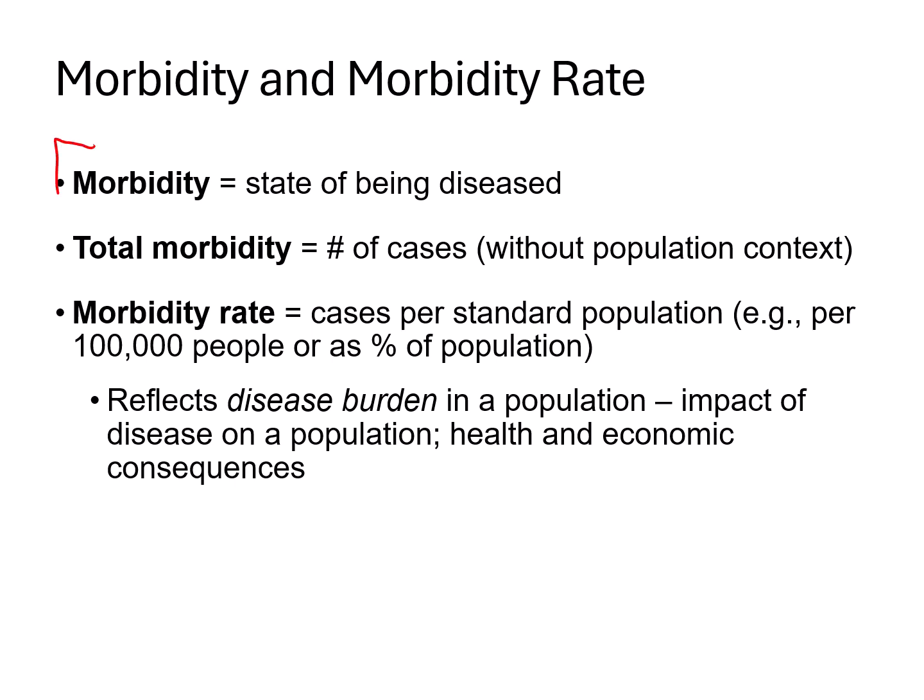First, we have morbidity. Morbidity simply means having the disease. Total morbidity would be the number of cases, but without population context. Morbidity rate is better because it shows how often the disease occurs in a given population. And these rates are standardized, usually per 100,000 people, so different regions and time periods can be compared meaningfully.